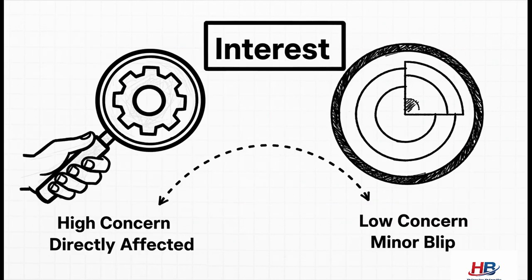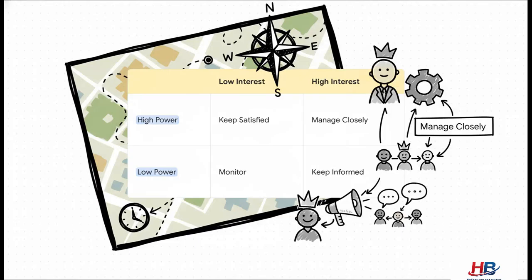And the second piece of the puzzle is interest. This is all about how much they care. How invested are they in whether your project succeeds or fails? A good clue is to think about how much their job, their reputation, or maybe even their bonus is tied to what you're doing. The more it's tied, the higher their interest. Now, when you put these two things together, power and interest, you get this amazing tool, the Power Interest Matrix. This is your strategic map.